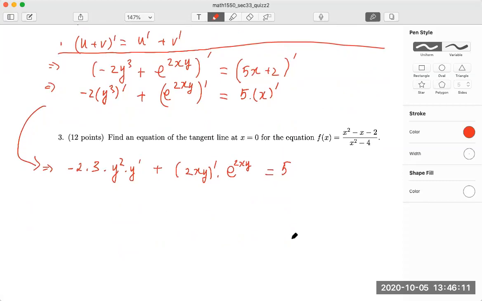At this point, the first term is easy. We just rewrite it, okay? Negative 2 times 3 would be negative 6 times y squared and y prime. Just rewrite it. And here, which formula should we use? Yeah, product rule. Very good. Thank you, Justini. Bless you. And from the product rule, what do we have here?